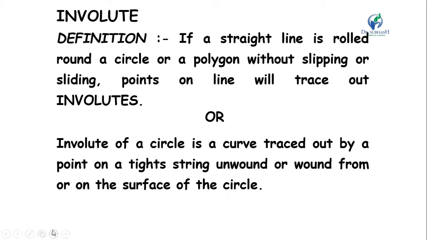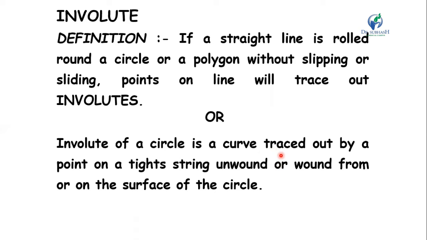Or in other words, you can say if you want to wound or unwound any string or any thread on the circle by keeping that string tight, the end point of that string traces out the involute. Or we can say the path of the end point during the winding and unwinding of the string on the circle is known as an involute. Now let us see how to draw the involute.